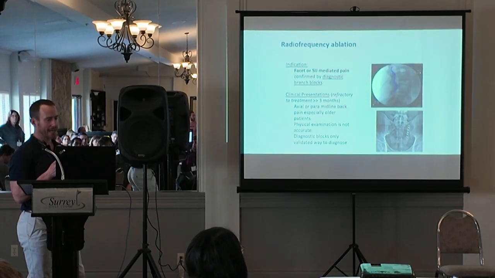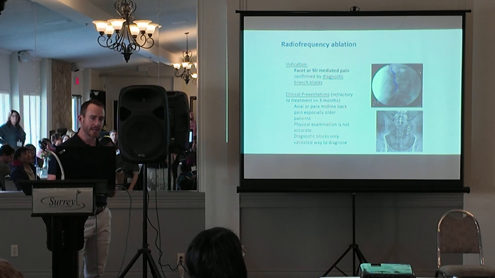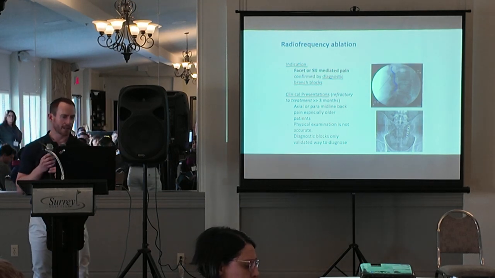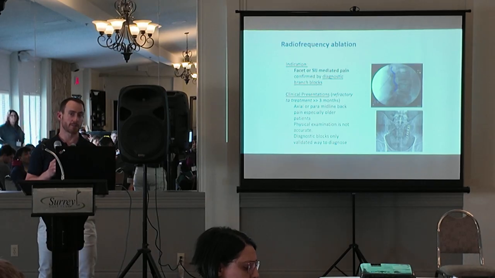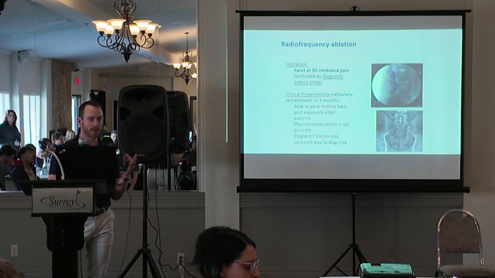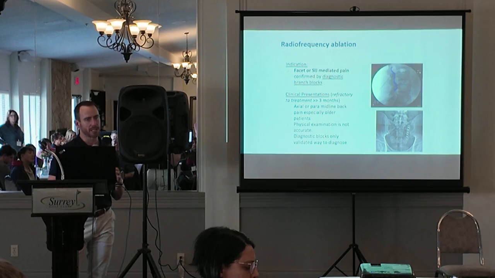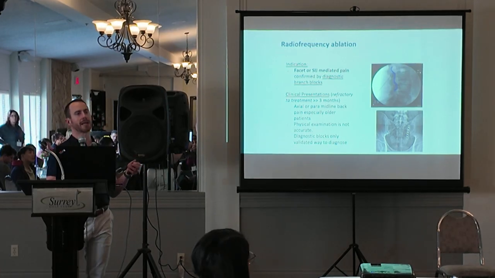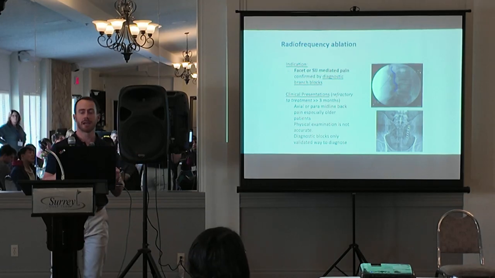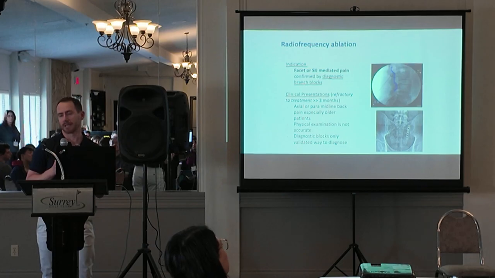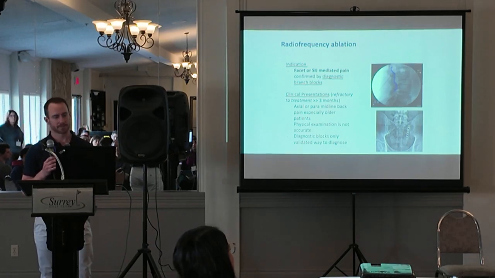So RFA's indications are facet or SI joint mediated pain, confirmed by those diagnostic blocks like we talked about. Clinical presentation that you might see in your office: these are patients that have not gotten better over 3 months, and they've got axial or paramidline back pain, especially in older patients. Physical examination is not accurate. If you want to assess for facet-mediated pain, you can try getting them to do extension and rotation. That loads the facets. That may make you more suspicious, but ultimately they need a medial branch block to be sure.